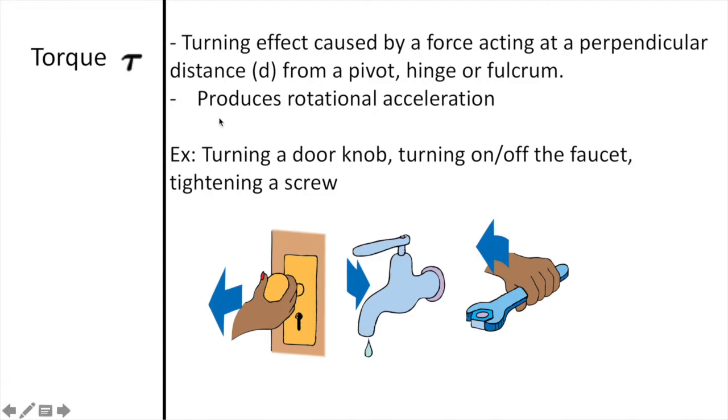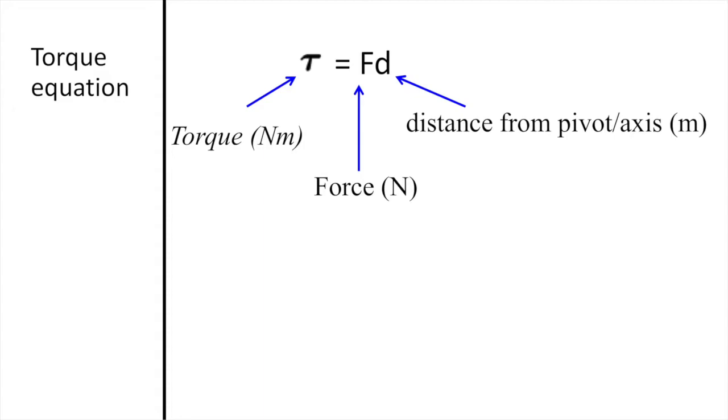Here are some examples. So you see using a doorknob, or using the top part of the faucet and turning it, and then also putting leverage on a wrench, so pulling the wrench from side to side, which would create torque. There's an equation for torque, and it is tau equals Fd. Tau stands for torque, and its units of measurement are newton meters. F is force, which is in newtons, and d is the distance from the pivot or the axis point, and that is in meters.